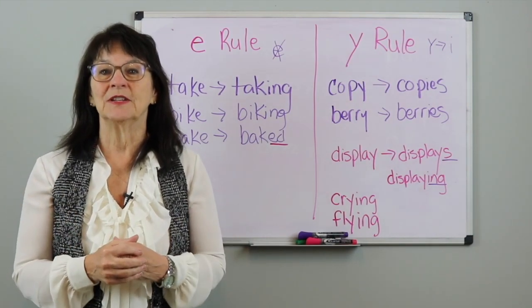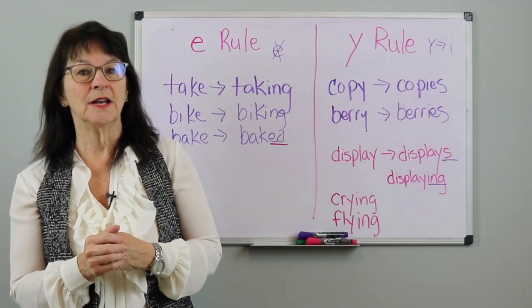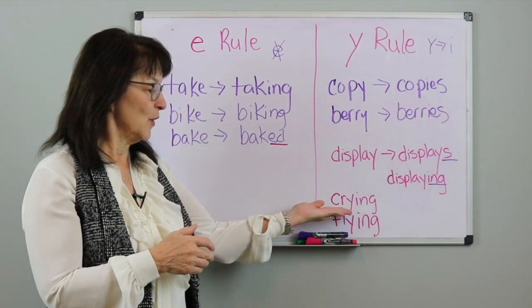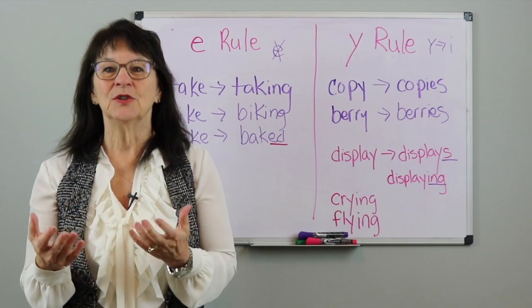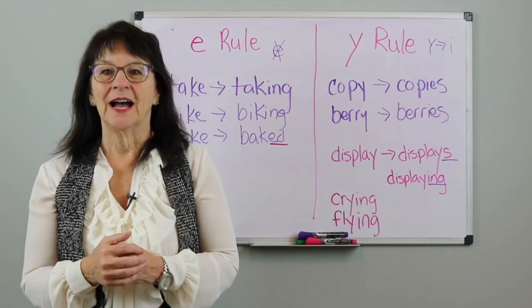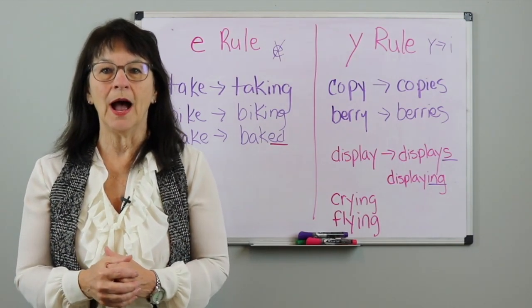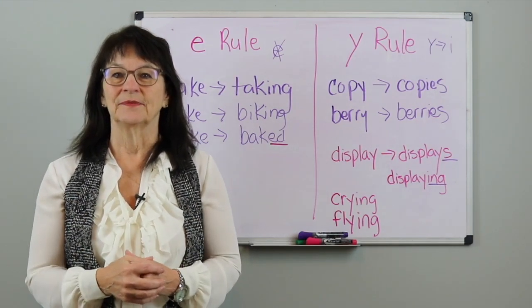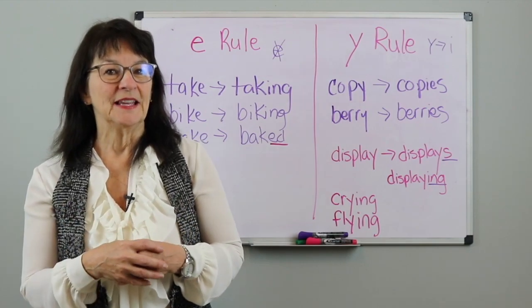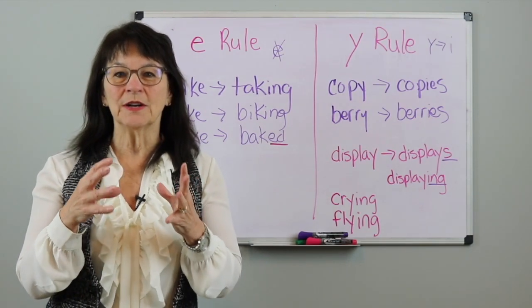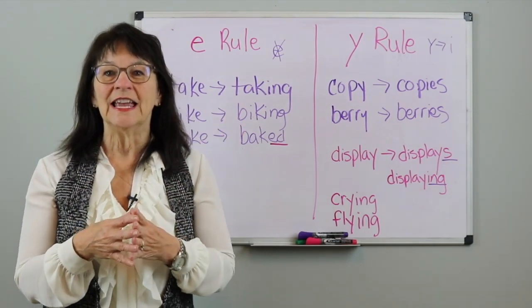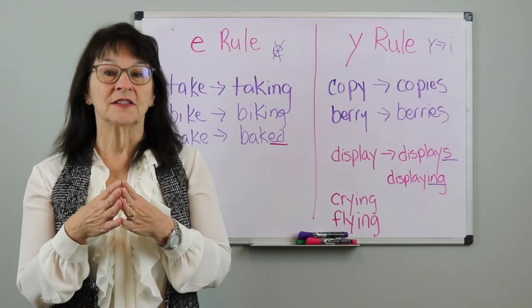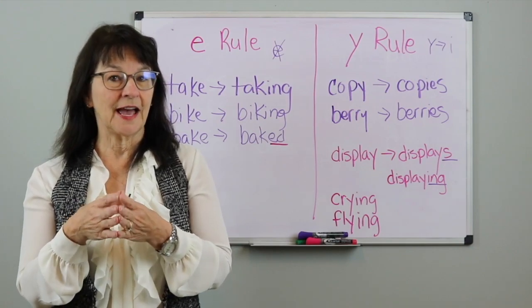The second exception is that you do not change the Y to an I when the suffix begins with an I, as in the word crying. As you can see, you would simply add the ing to cry without dropping the Y. Same thing with the word fly if you add the suffix ing. It is spelled flying. And if you give your students keyword examples like I've shown here, it gives them that reference when they question the spelling of a word and when the suffix is added.